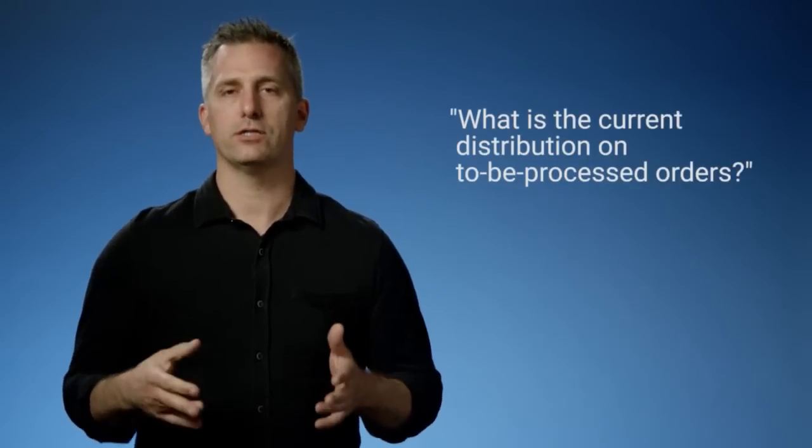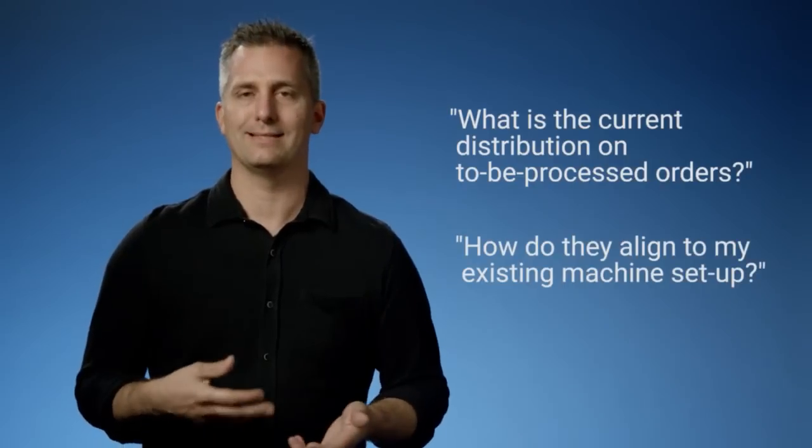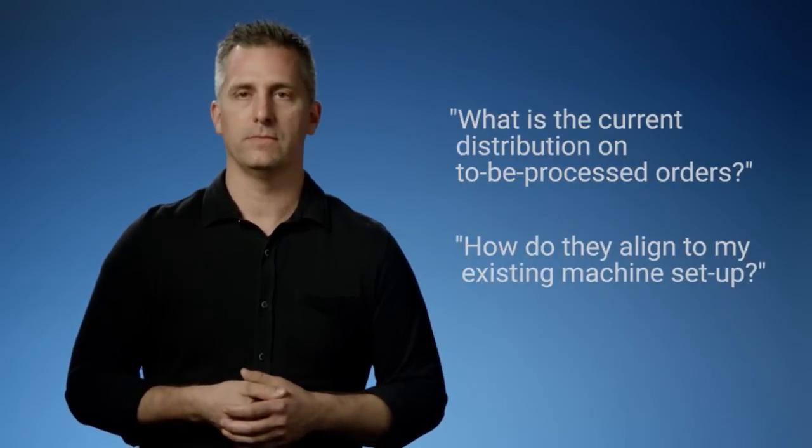If you're in the manufacturing space, focused on production line efficiency, knowing the answer to a question like, what is the current distribution of to-be process orders, and how do those orders align to my existing machine setup? This could be the difference between positive and negative margins on your next production run.